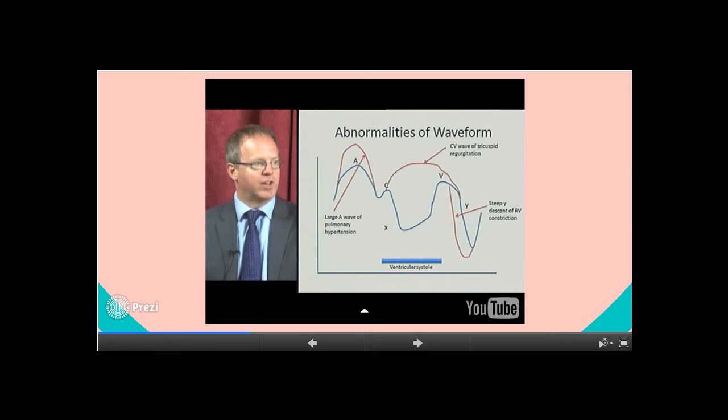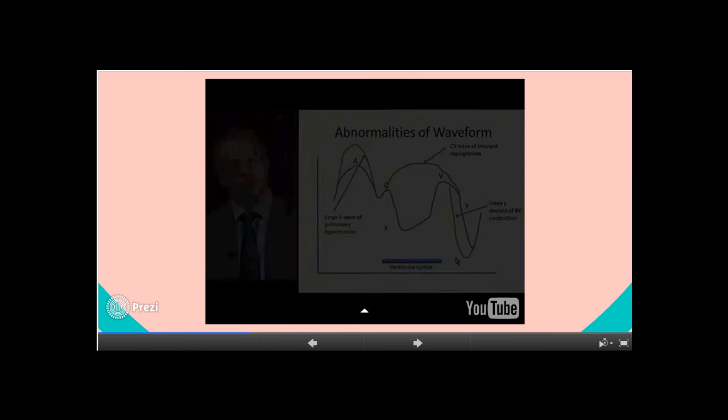In pulmonary hypertension, you get accentuation of the A wave, and this will lead to a very large and marked X descent. In tricuspid regurgitation, you get the regurgitant wave connecting together the C point and the V wave, giving you a so-called CV wave. And in right ventricular constriction, you get a very steep Y descent, as shown here.